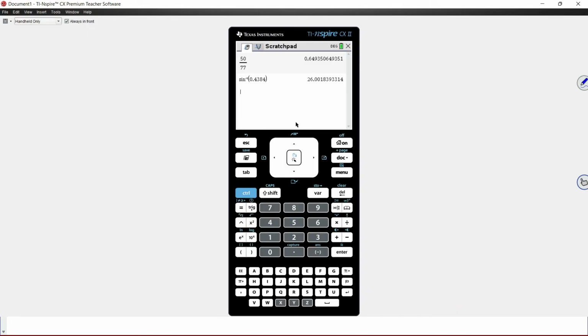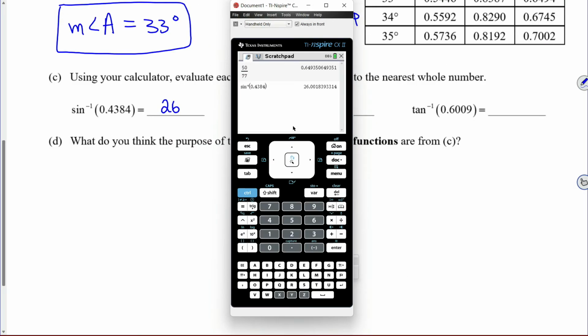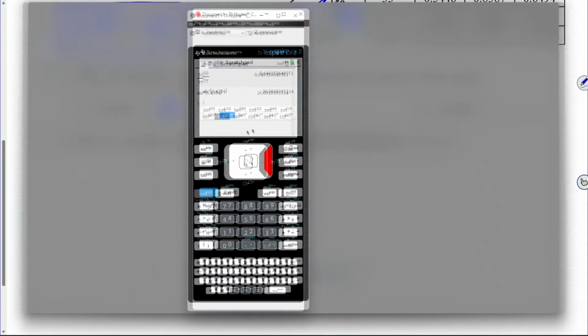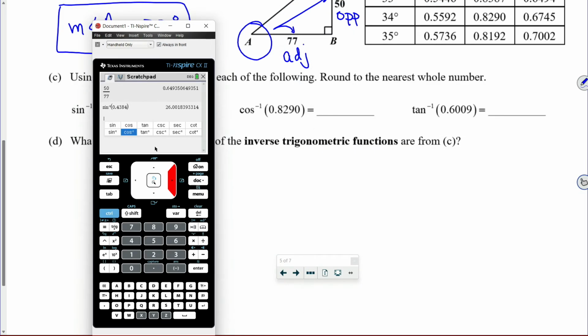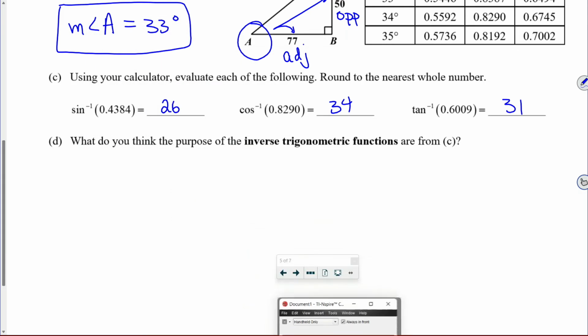Now if I do the cosine one, whoops, that's not what I wanted. If I go down to the cosine with the little -1, called the inverse cosine, and I put in 0.8290, hit enter, I'll get 34. And finally, if I hit trig and go over to the inverse tangent and put in 0.6009, I'll get 31. All right, let's take a look at letter D.